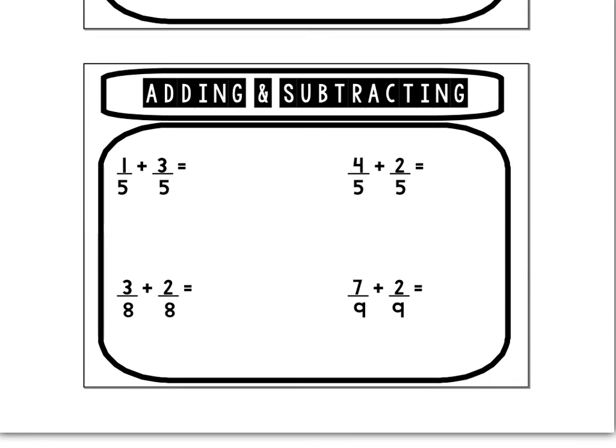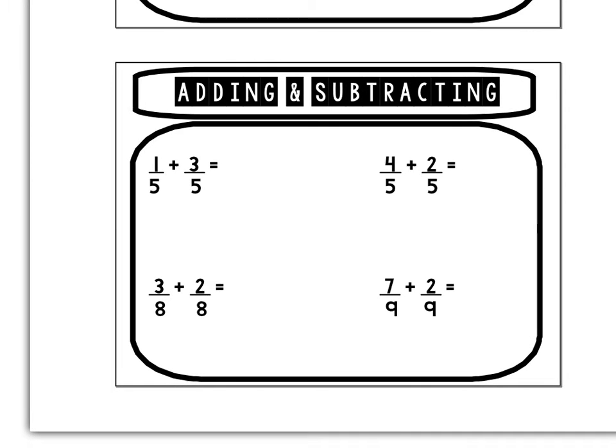To start out, we add and subtract fractions with like denominators. So if we had 1/5 plus 3/5, our denominator stays the same, and we just add the numerators, so we get 4/5. On the second one, we have 4/5 plus 2/5, so our denominator stays the same. We add the numerators and we get 6/5.